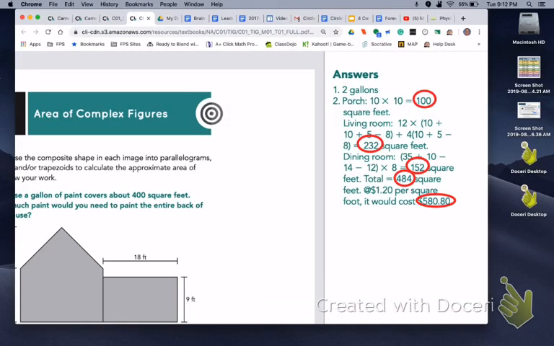For number 2, the porch is going to be 100 square feet, the living room 232 square feet, the dining room 152 square feet, for a total of 484 square feet. When you multiply that by $1.20 per square foot, your total cost is $580.80.